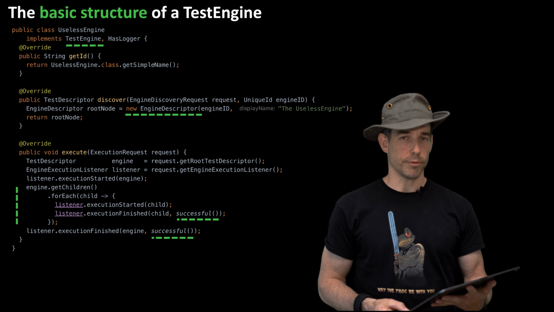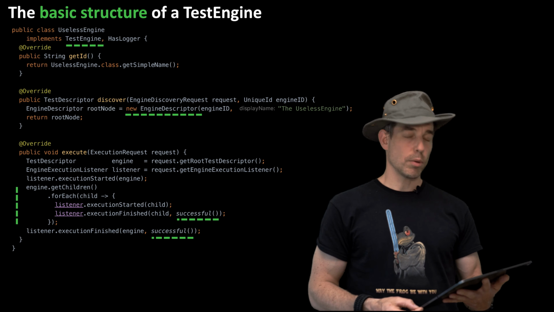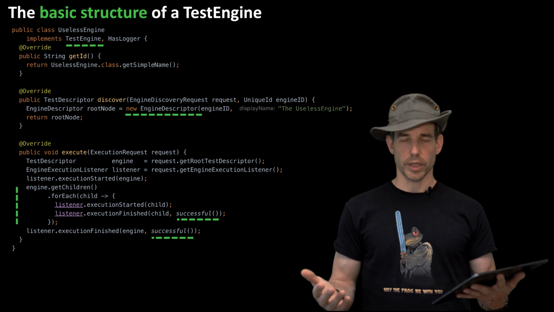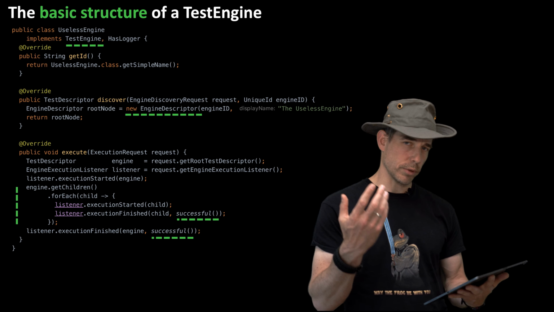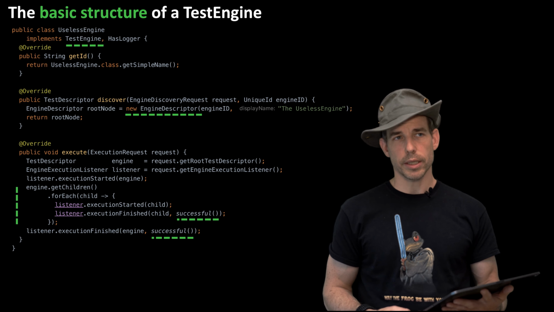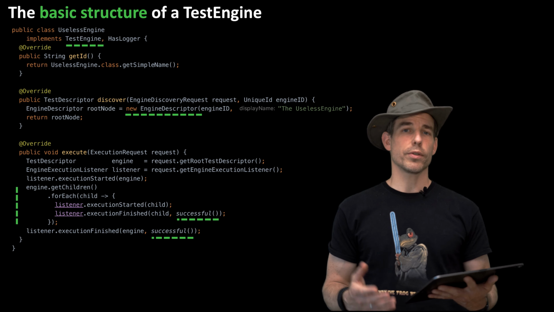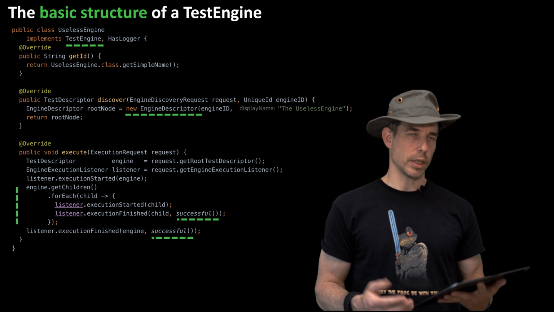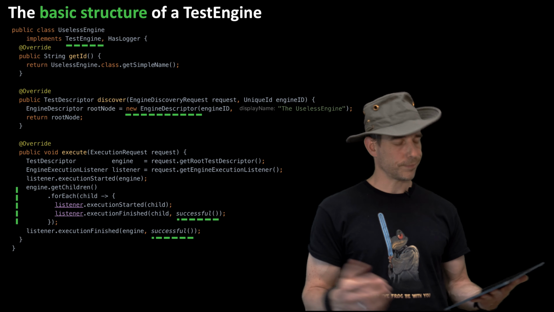So how to write the first own test engine. If I want to write a test engine, just implement TestEngine. That's it. You have to implement a few things. The first method is getId. GetId is just like an identifier. Make sure that you're not using the same ID for different test engines. So it's not a good idea to call your test engine Jupiter.